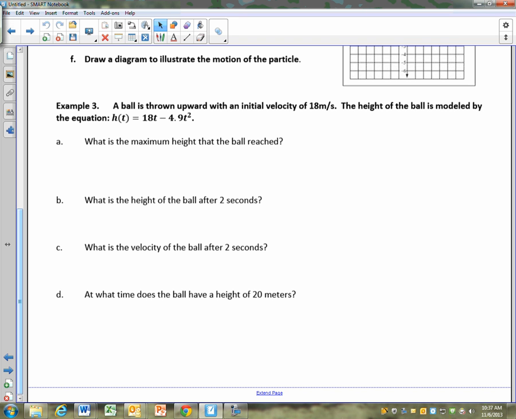Okay, we're going to continue on this topic. We'll try to finish it off today. So we have some more applications of the derivative. This is all stuff you can manage.